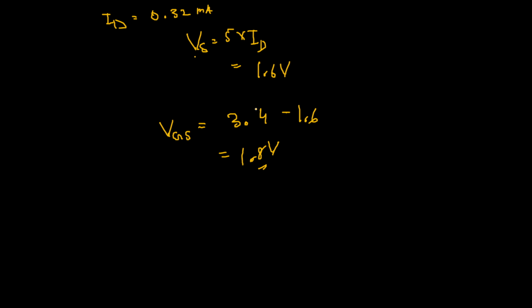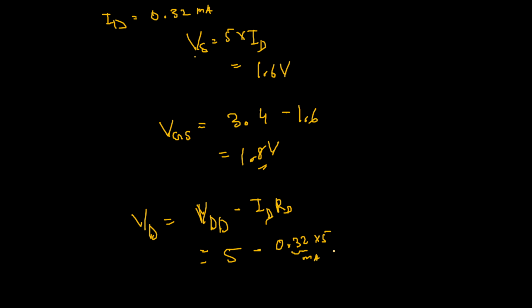The only thing that we are left to do right now is to plot the load line. So I have VD is equal to VDD minus ID RD. VDD, like we saw, is 5, ID was 0.32 and RD was given to be 5 kilo ohms. 0.32 was milliampere and this is kilo ohm, so they basically cancel each other out.